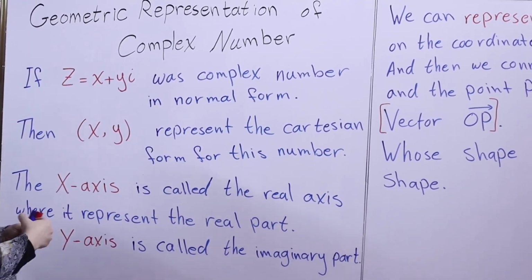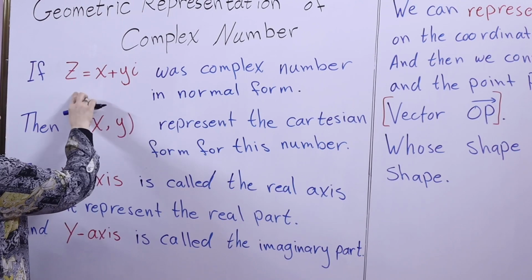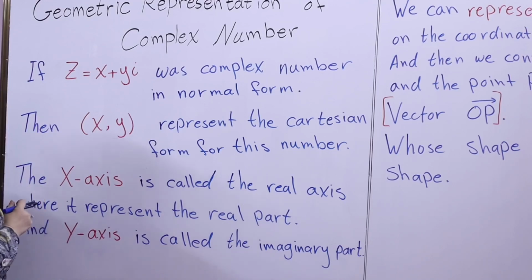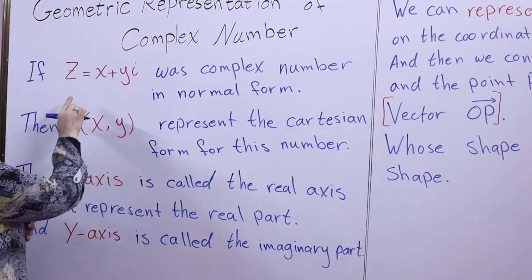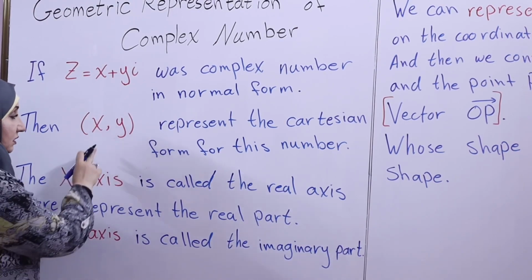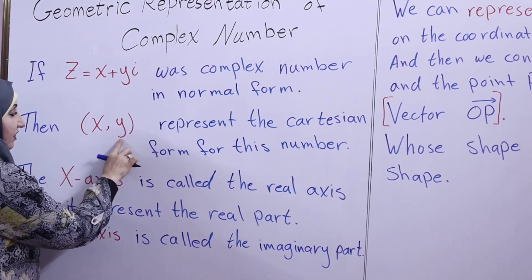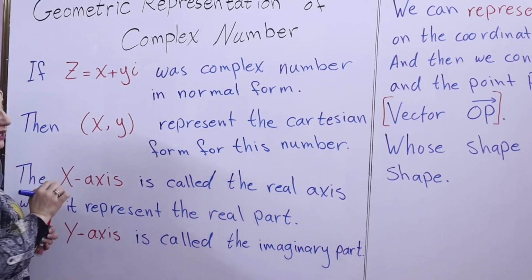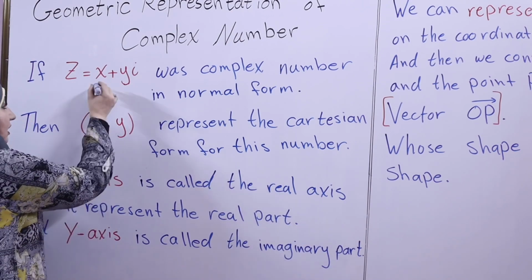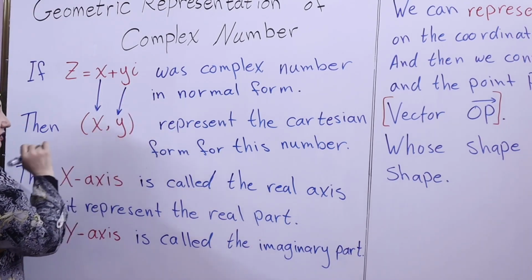We know that the complex number z equal x plus yi is a complex number in the normal form. هذا يمثل عدد مركب بالصيغة العادية للعدد المركب. Then the ordered pair x, y represents the Cartesian form for the complex number. The Cartesian form. That means we will take the real part and put it in the x-axis and the imaginary part and put it in the y-axis.